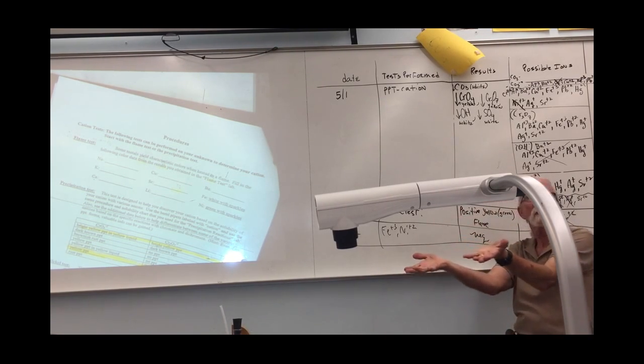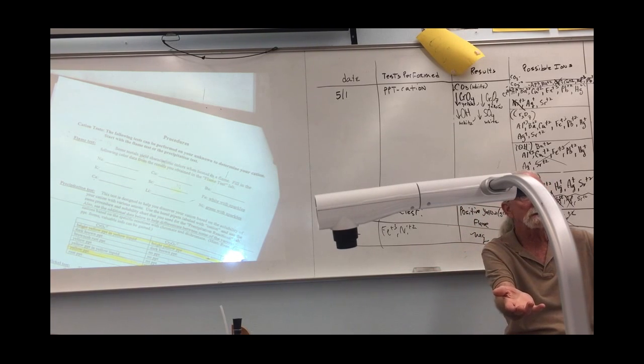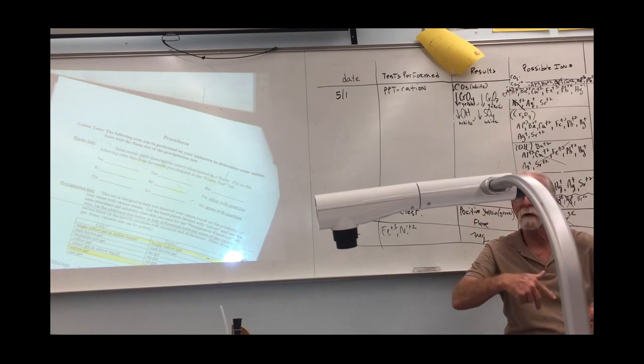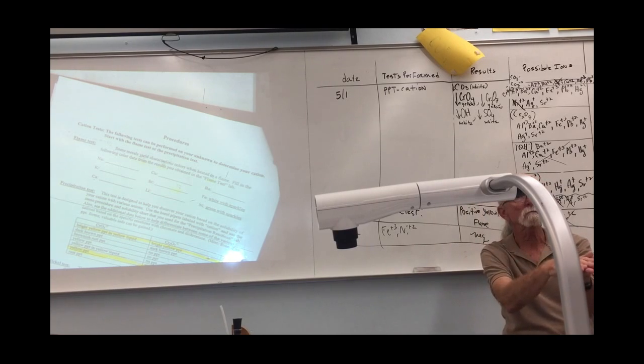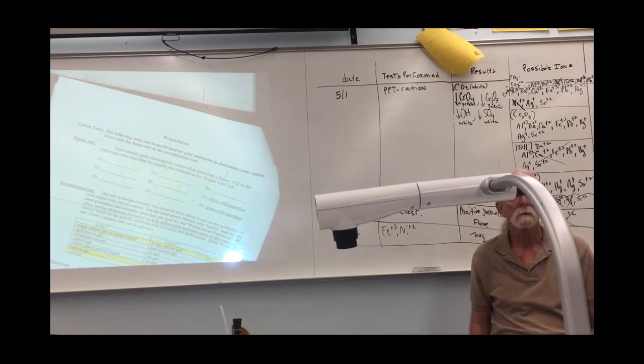Then you turn everything over into a new leaf and you go to the anion test. You do the same thing for the anion. When you get that, that's when you write it down and bring me the card. Any questions?